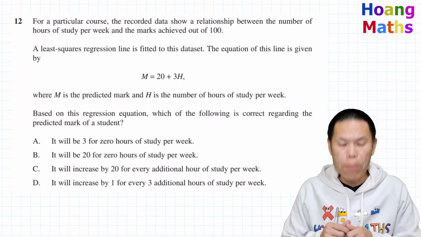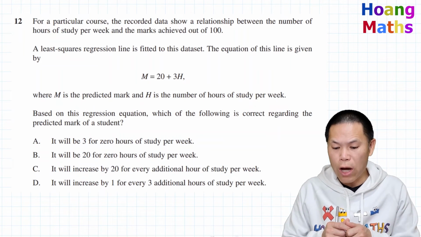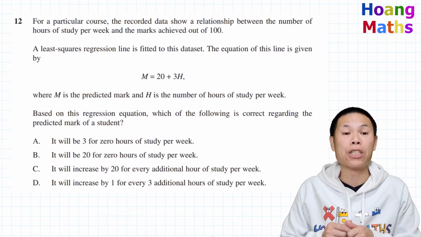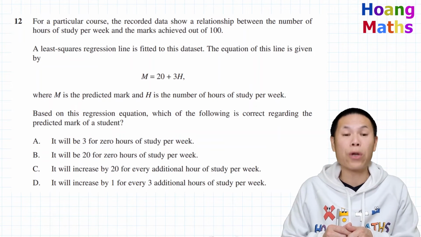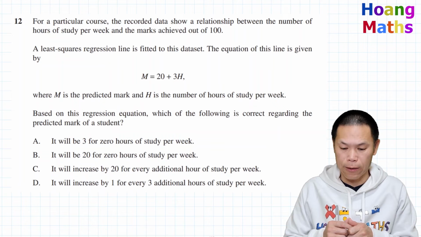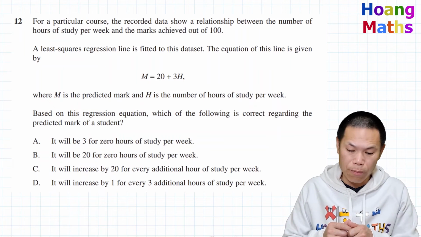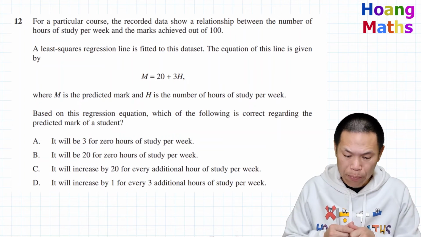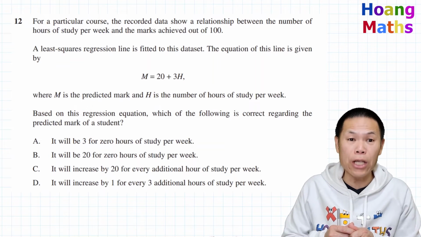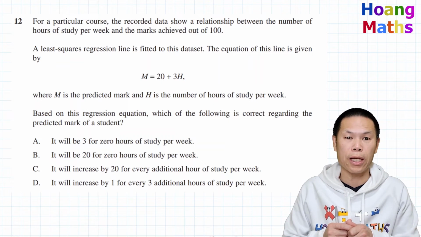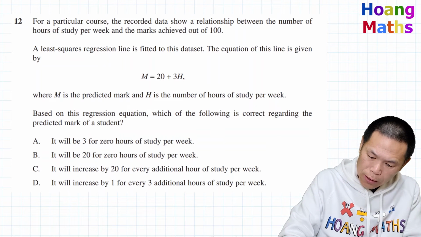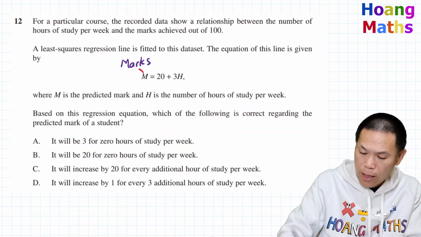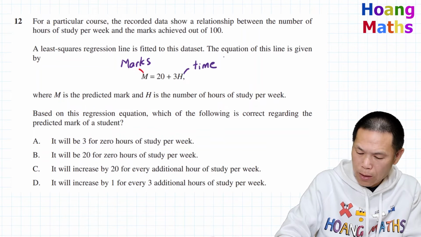Question number 12. For a particular course, the recorded data show a relationship between the number of hours of study per week and the marks achieved out of 100. A least squares regression line is fitted to this data set. The equation of this line is given by M equals 20 plus 3H. We know that M is the predicted marks and H is the number of hours of study per week. So keep that in mind: M is predicted marks, and H is time in hours.